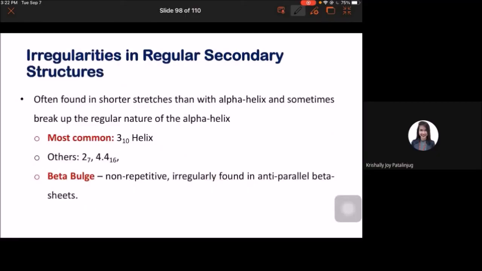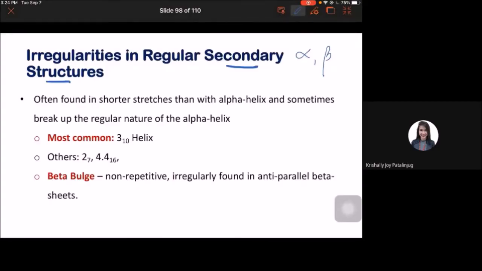Okay, so overall, yan yung importance ng loops, turns, and bends. So, yung general idea lang talaga nila is for connections ng mga secondary structures. Importante sila. Kasi the moment na mag-fold yung mga secondary structures, siyempre kailangan ng connection, no? Paano sila magko-connect? Paano sila magla-level up? Kung walang bridges, walang bridge. Okay, so yan yung importance nila. Okay, so done with loops, turns, and bends.